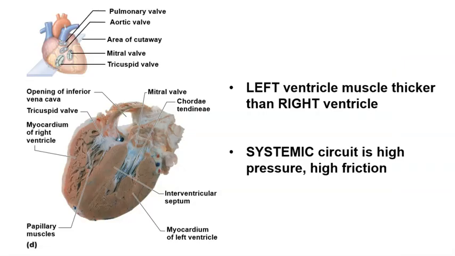So the systemic circuit is a long, high-friction circuit due to the high number of blood vessels. Blood pressure tends to be highest in the systemic circuit, which is why the walls of the left ventricle are much thicker than those of the right ventricle. The left ventricle has to contract much more forcefully and generate much higher pressures than the right ventricle does in order to move the same volume of blood. So typically the walls of the left ventricle are about 3 times thicker than the walls of the right ventricle, which we see very easily in this diagram here.